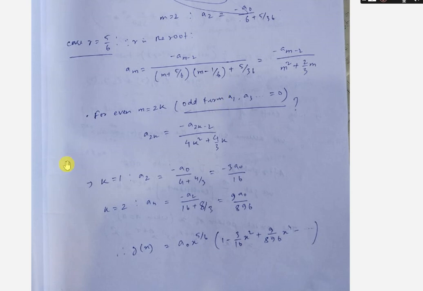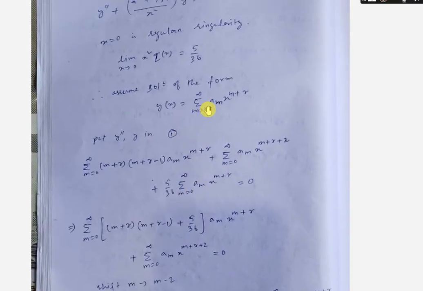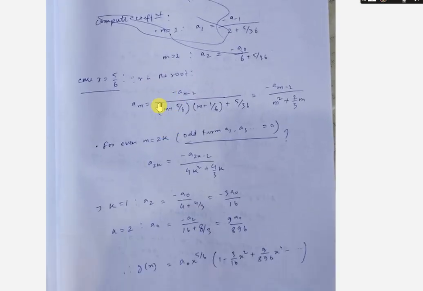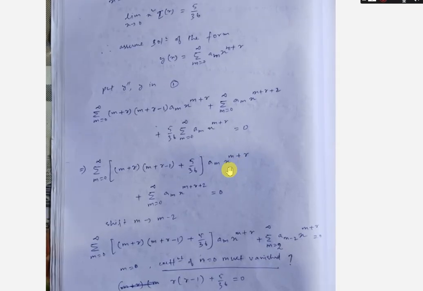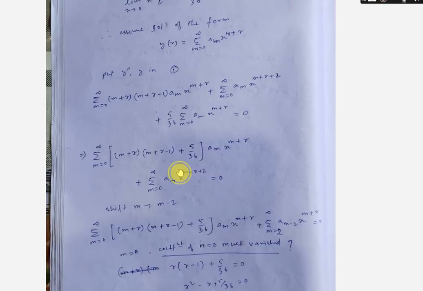But here we can see the Frobenius equation was like that: our solution would be in the form of the summation from m equals 0 to infinity of a_m x to the power m plus r, right? And then we differentiate it and find the coefficient value. Why do we need to find the coefficient value? Because we need to find the coefficient value to write the solution in terms of the expansion.